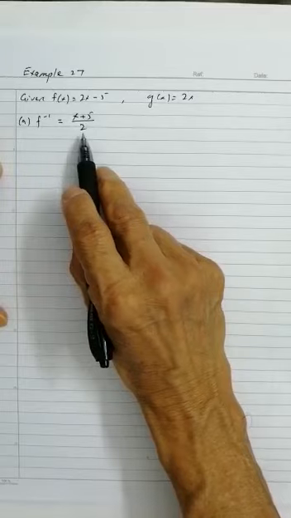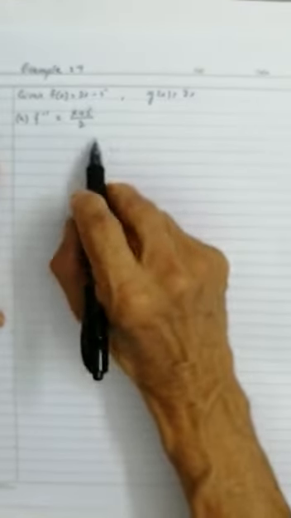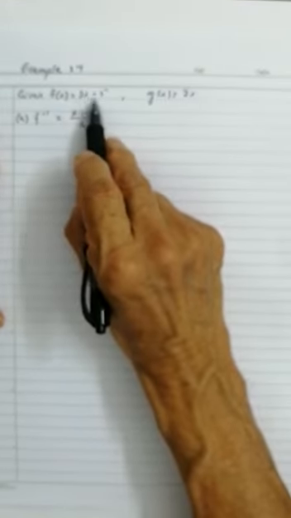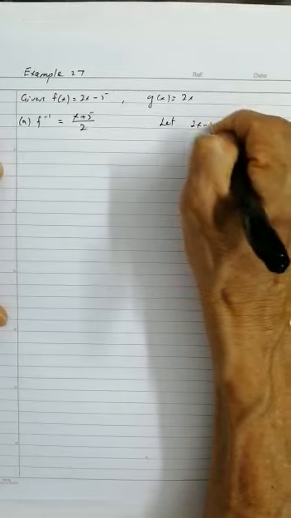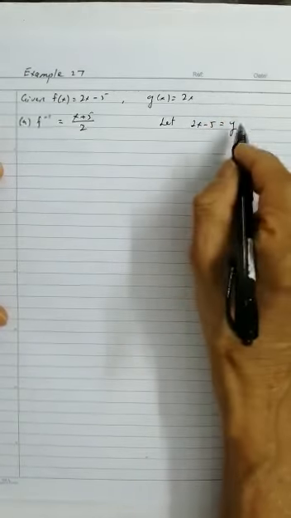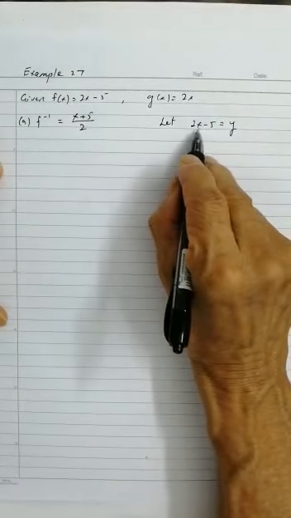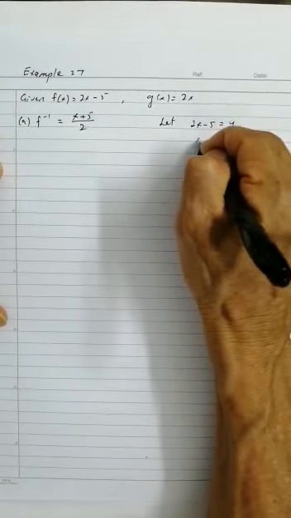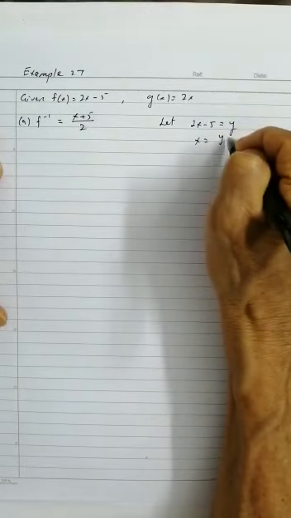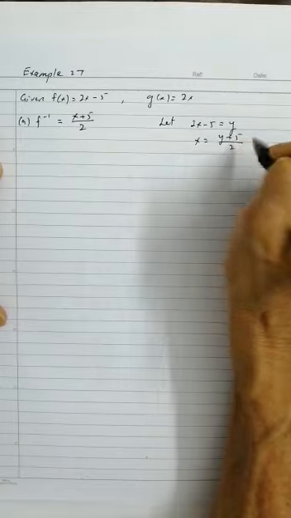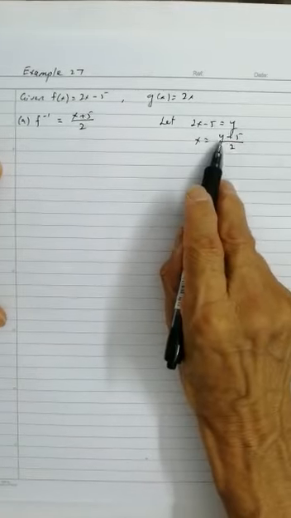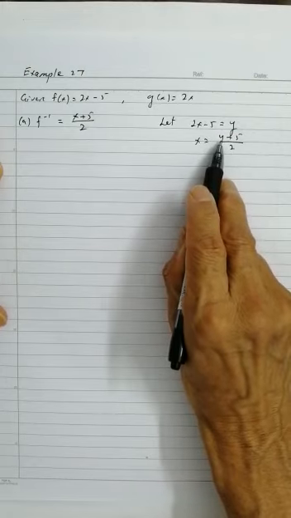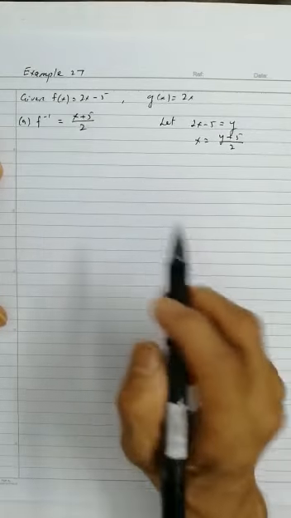Now for those who can't do it mentally, let y be equal to 2x minus 5, or let 2x minus 5 be equal to y. Here you need to make x the subject. So x is equal to (y plus 5) divided by 2. So the inverse of f is (x plus 5) divided by 2. Change y to an x.